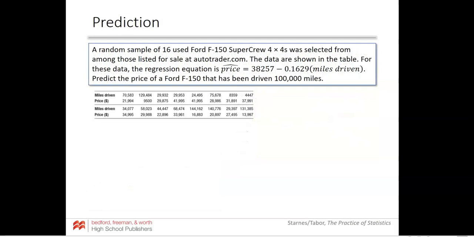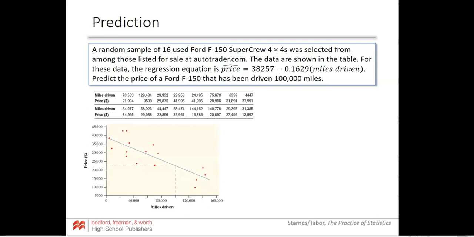Okay, here's a bunch of data about Ford F-150 Super Cruise. The data shown in the table talks about the miles driven and the price. Some of the miles driven go up to about 140,000 miles, and some are as few as 8,000-some miles. And what are the different price points, the price in dollars? It looks like the more you drive, maybe the cheaper it would be.